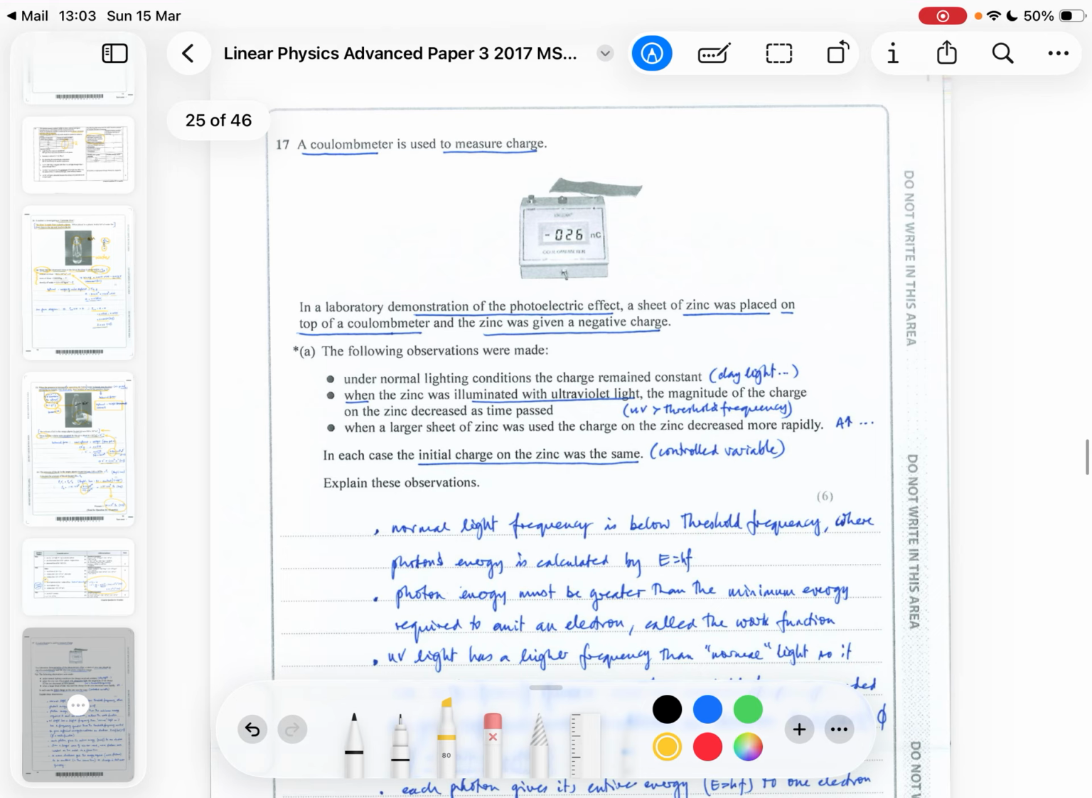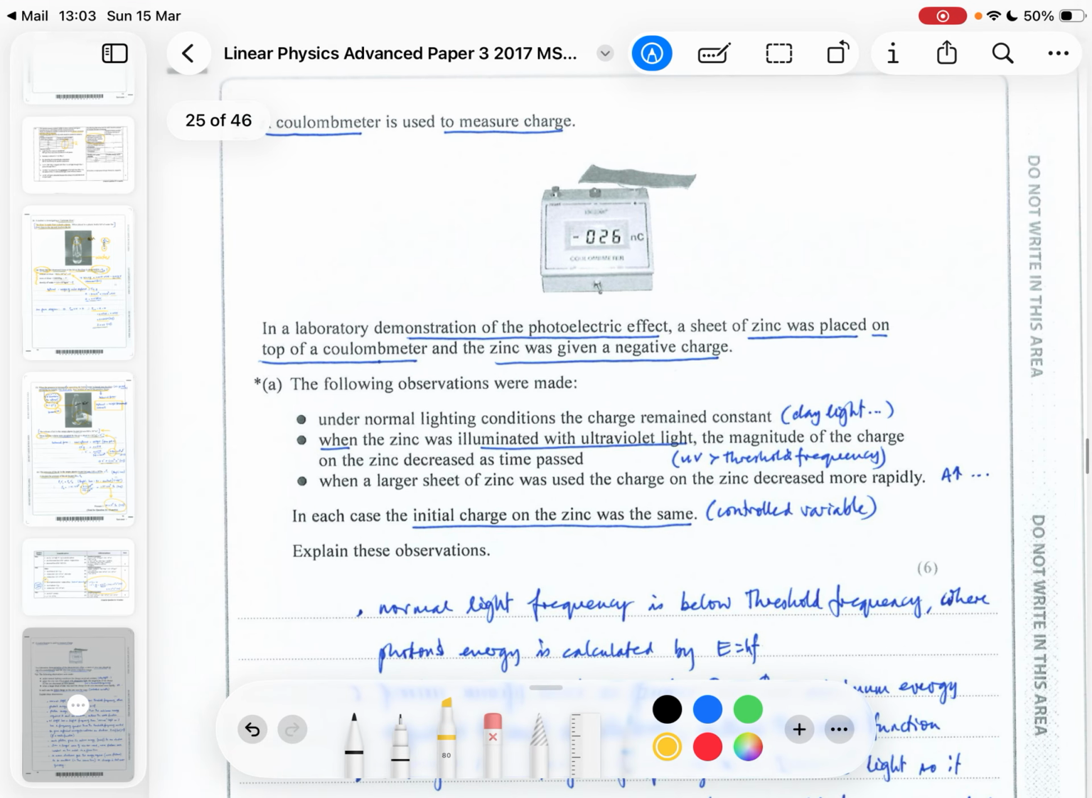And here we have a Coulomb meter, which you may or may not have seen. It's used to measure charge, and you can see here it's got a value of minus 226 nanocoulombs. And then on the top, I think they put zinc here.